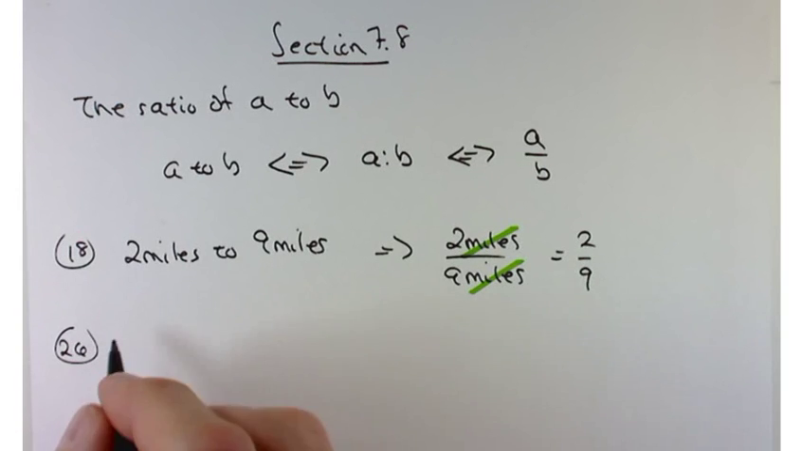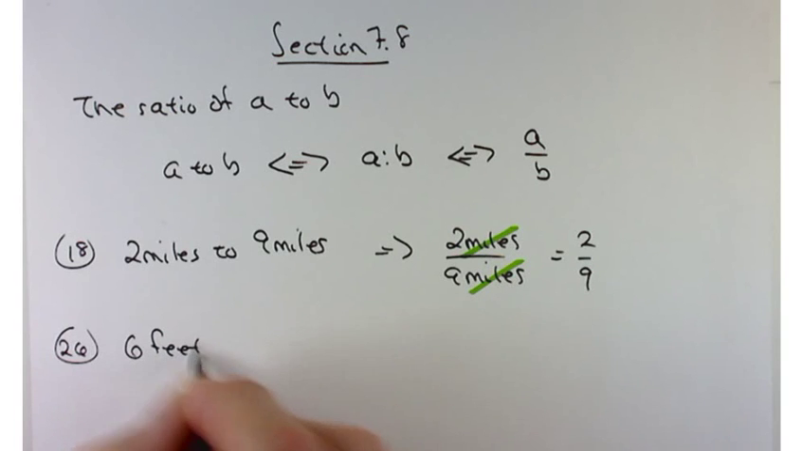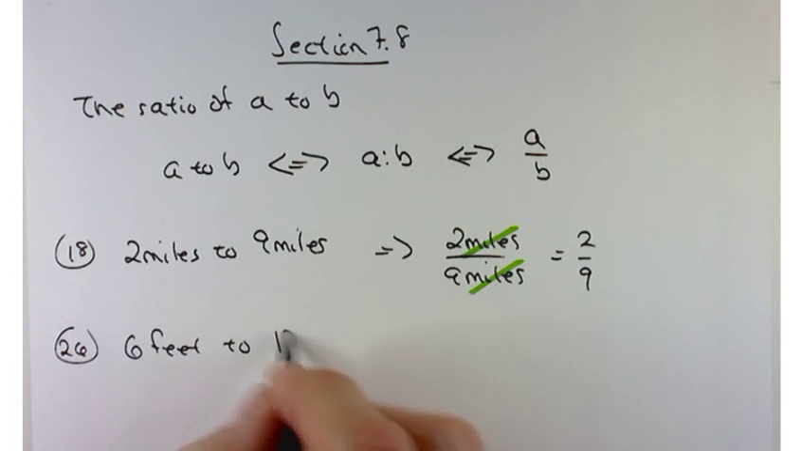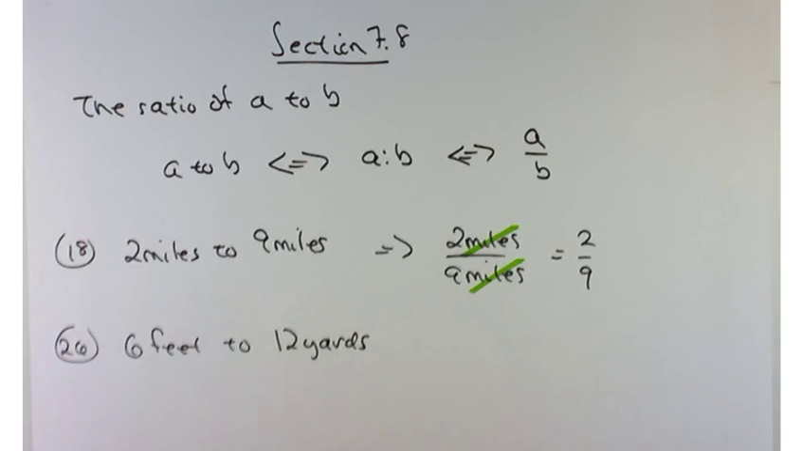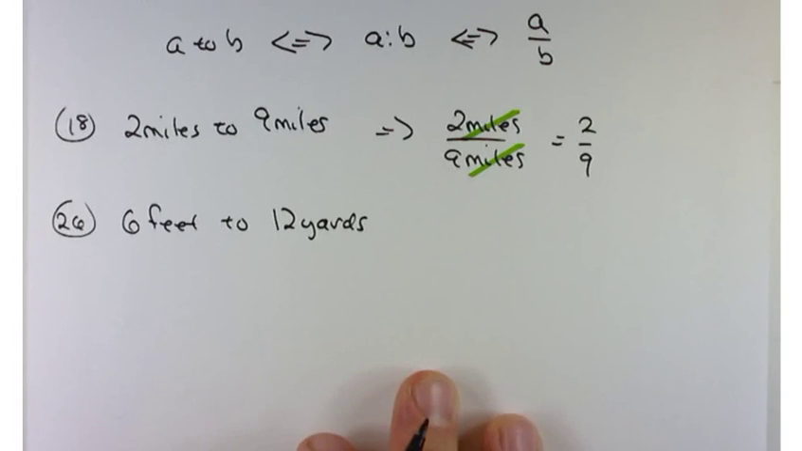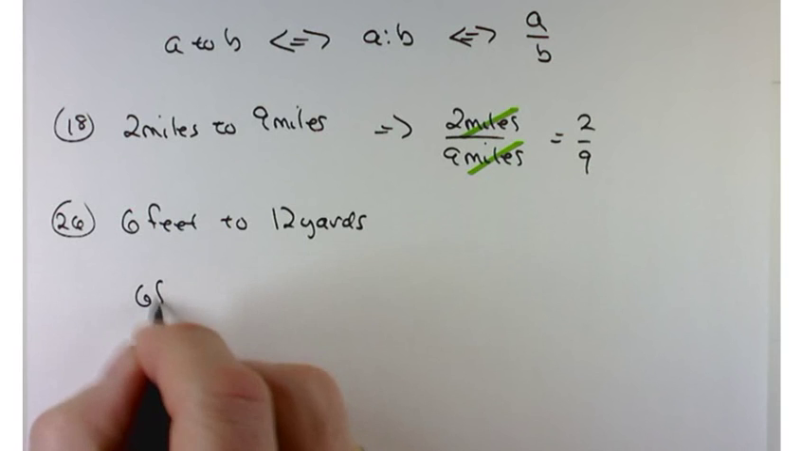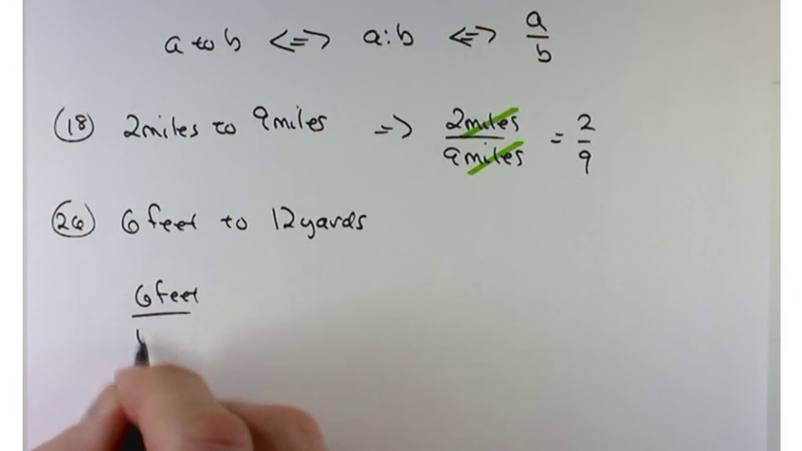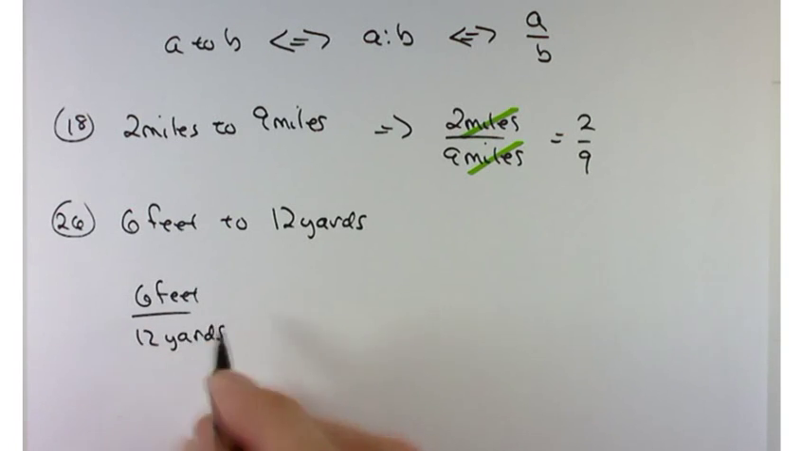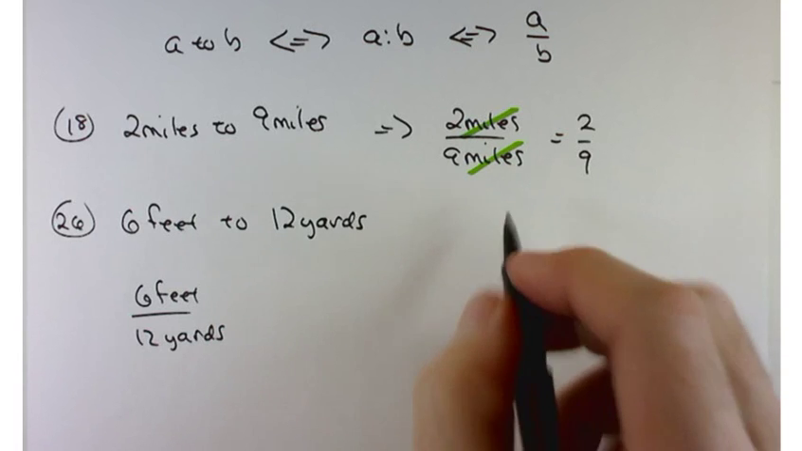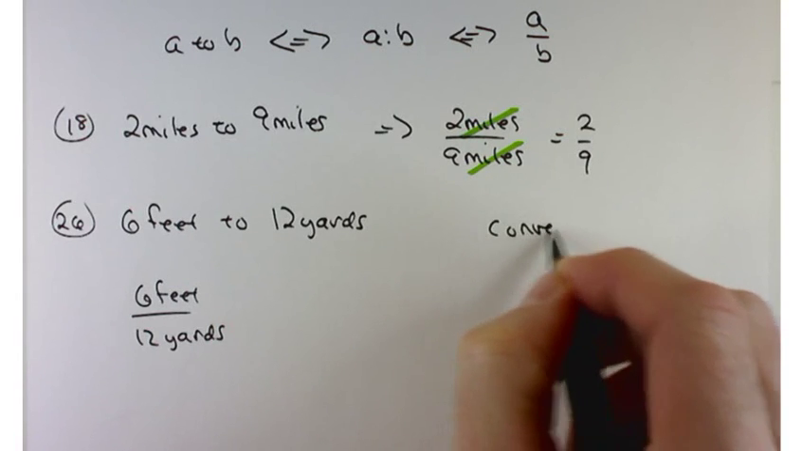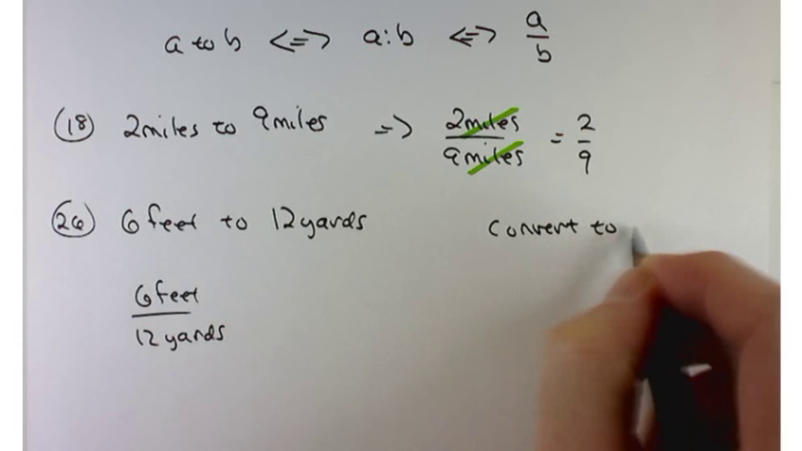Let's look at problem number 26. 6 feet to 12 yards. Well, if I just form my ratio, 6 feet over 12 yards, I can't really do the cancellation here, can I? The units in the numerator and the units in the denominator aren't the same. So what I would suggest is you convert to the smaller unit.